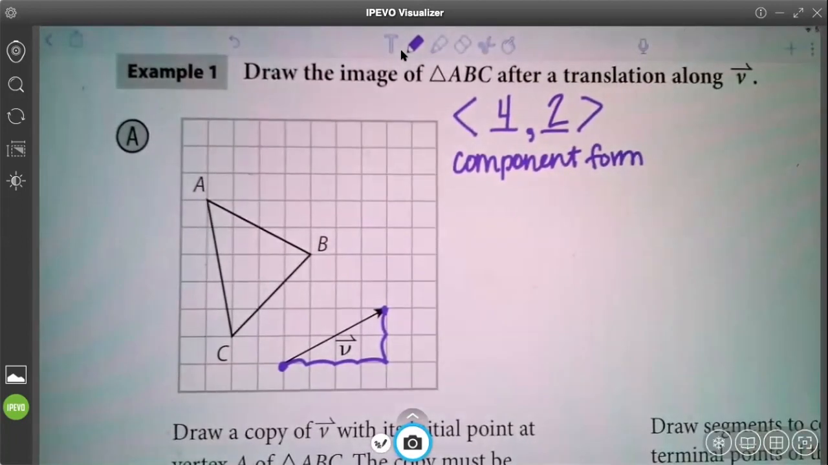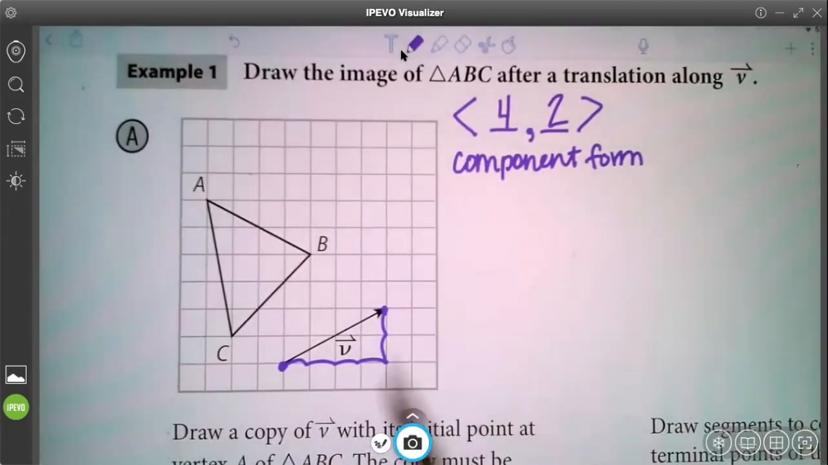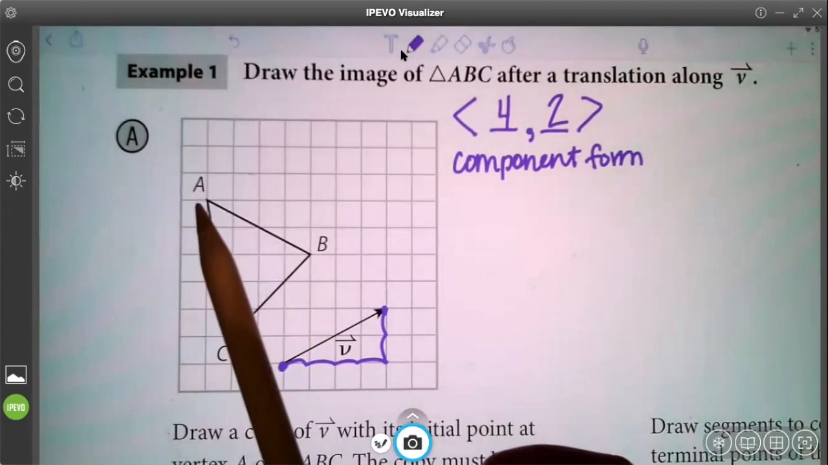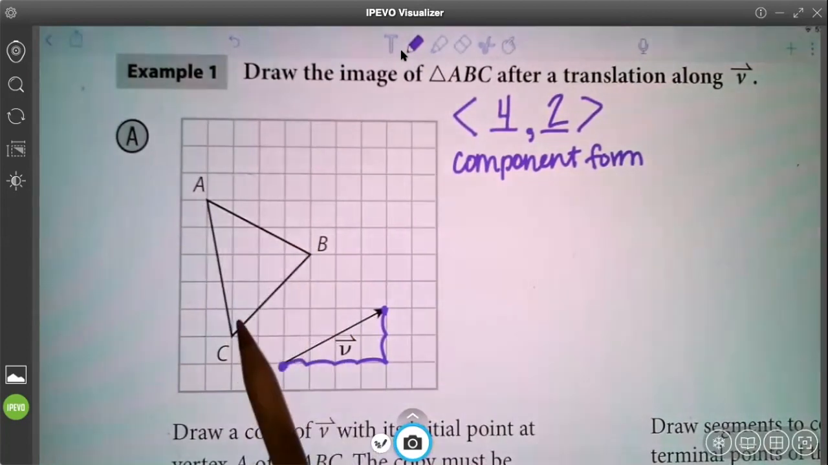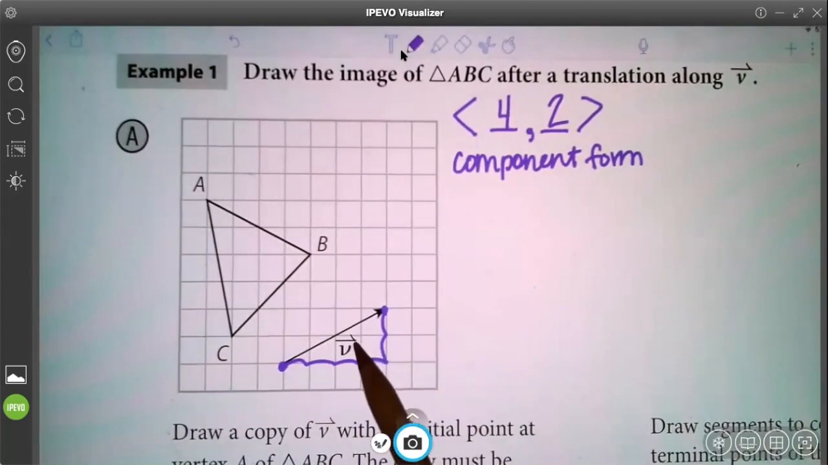Component form gives you the specific direction and magnitude rather than just a visual drawn by this line. Personally, I prefer to use the component form because that's all I'm going to do here anyways. I'm just going to count how many spaces up or down, left or right, and then I'm going to repeat it from corner A and from corner B and from corner C. So if I have the component form rather than just vector V drawn, it actually kind of saves me a step.